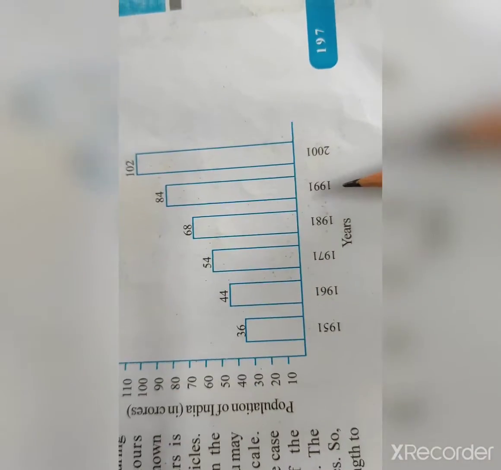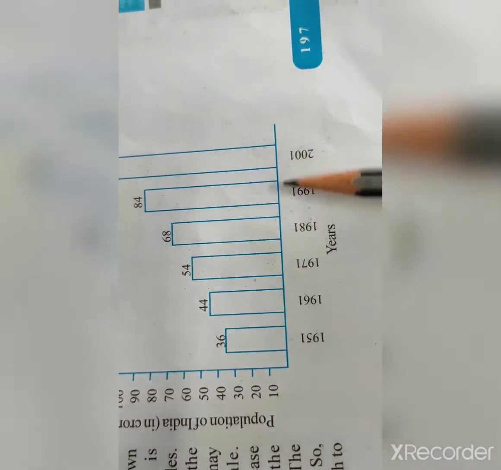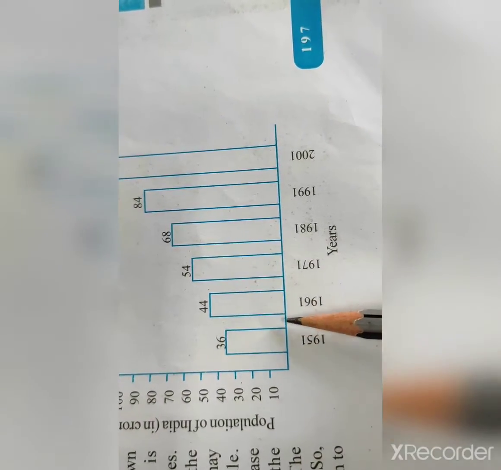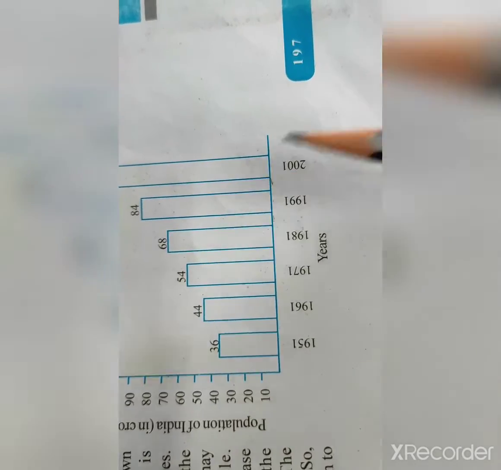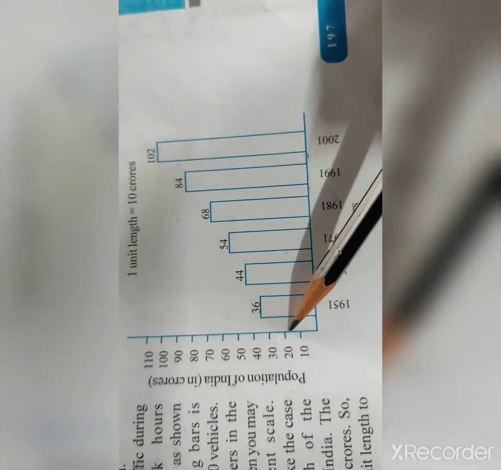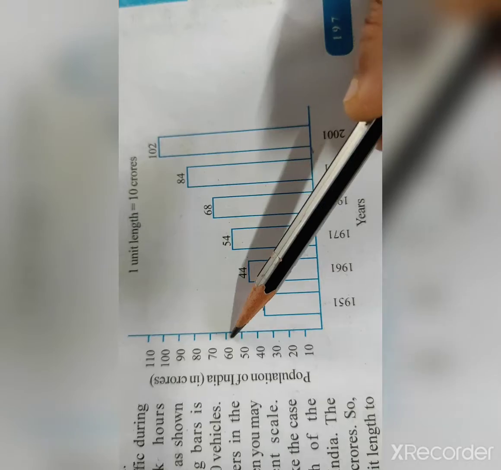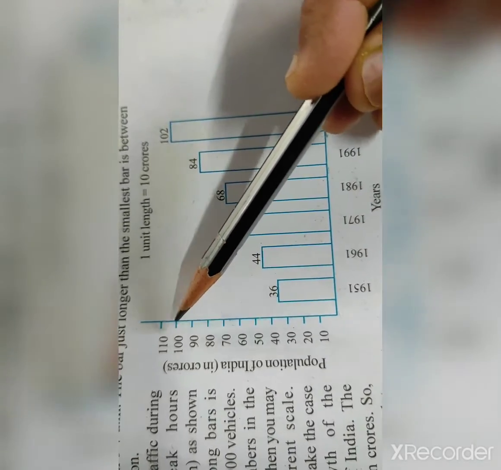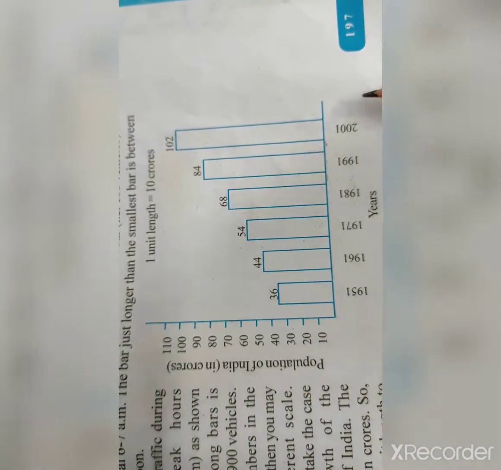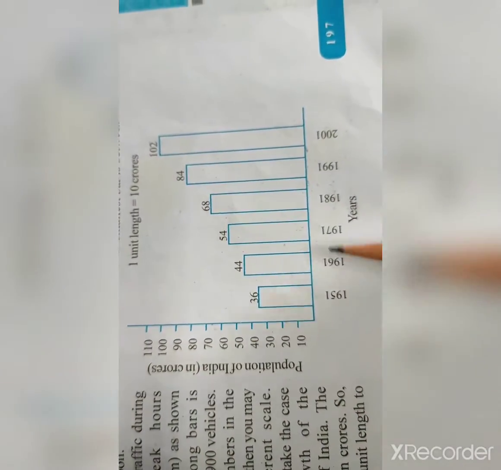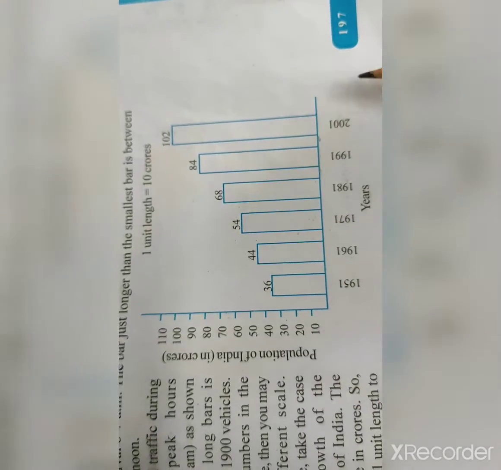Now you can see here, horizontally you can see equal space interval everywhere, and vertically equal. Data we are representing in this way, so this whole image is called a bar graph. Clear?